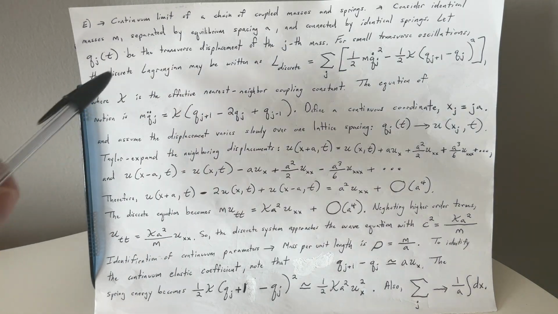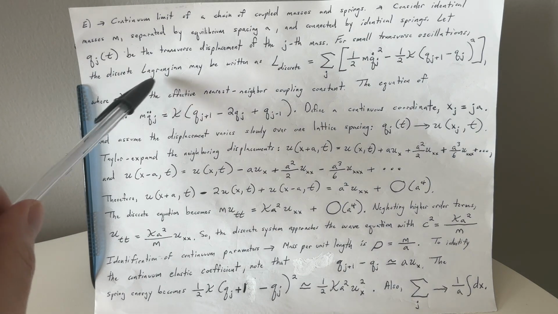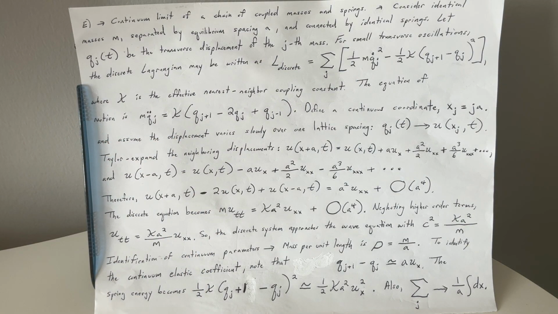Let q_j(t) be the transverse displacement of the jth mass, and for small transverse oscillations, the discrete Lagrangian may be written as L_discrete equals the sum over j of 1/2 m q_j dot squared minus 1/2 kappa times the quantity (q_{j+1} minus q_j) squared, where kappa is the effective nearest neighbor coupling constant, and the equation of motion is m q_j double dot equals kappa times the quantity (q_{j+1} minus 2q_j plus q_{j-1}).